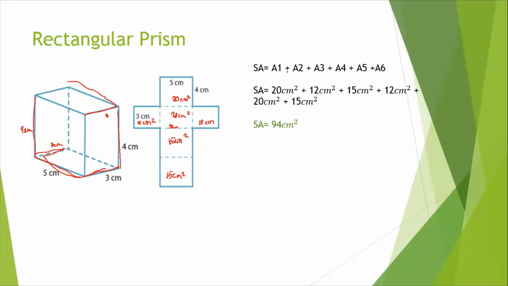94 centimeter squared. So always remember, grade 6, that to find the surface area of our rectangular prism, we really need to find the area of each face of the rectangular prism. And then after we find the area, we're going to add them all to sum them up. Okay, let's have another example.